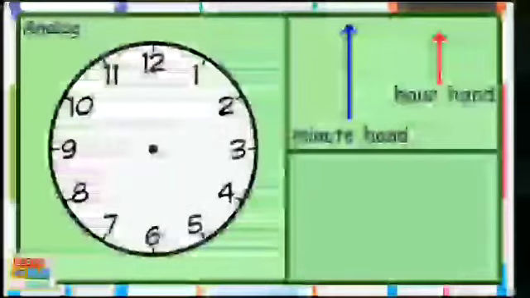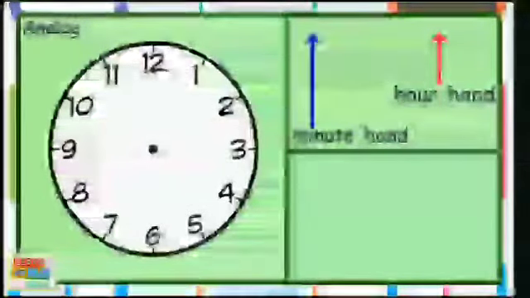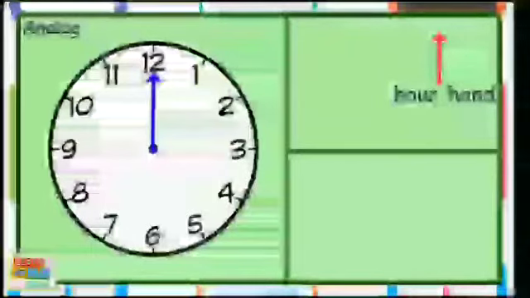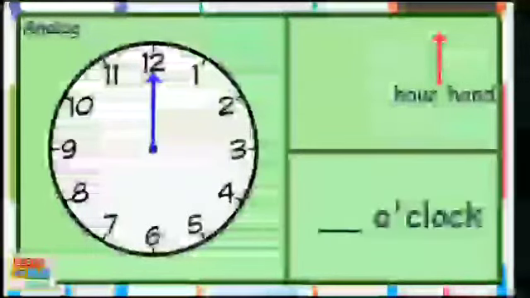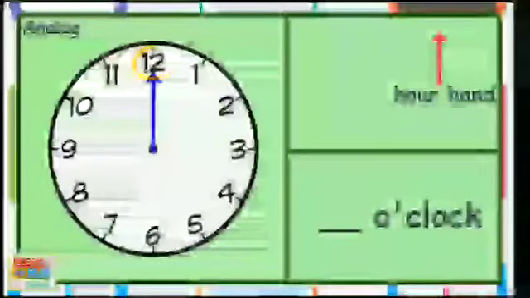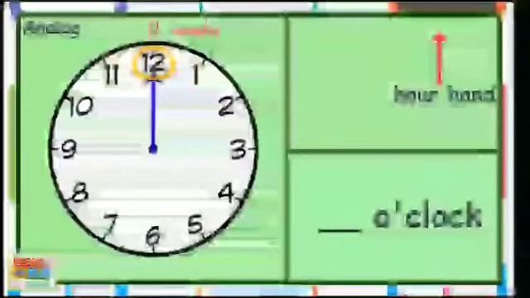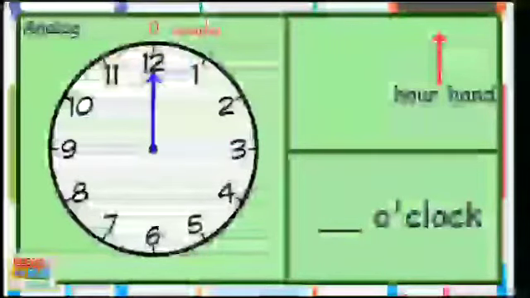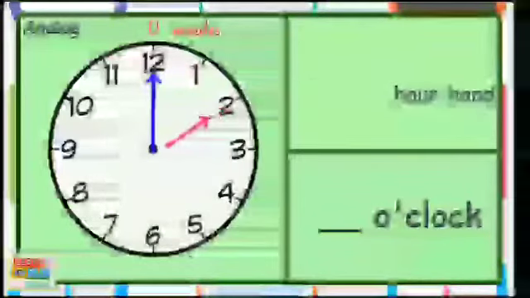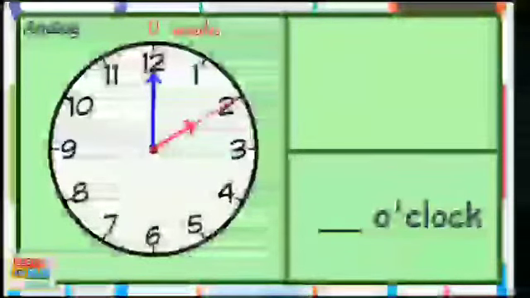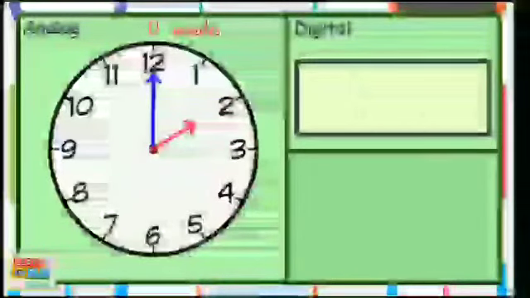Here are the two hands for our clock face. Remember that the long hand is called the minute hand and the shorter hand is called the hour hand. From our last video, we already know that when the minute hand is pointing to the number 12, we say it is something o'clock. Because when the minute hand is pointing at the number 12, that means that no minutes have passed the hour. We also already know that the number that the hour hand is pointing to will tell us what hour we are in. So what is the time on the clock? It is 2 o'clock.